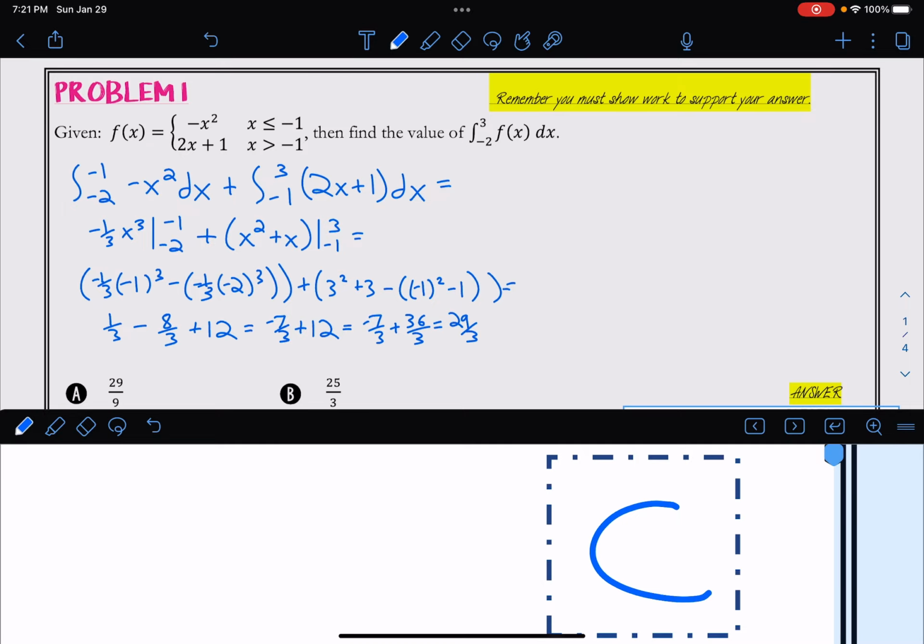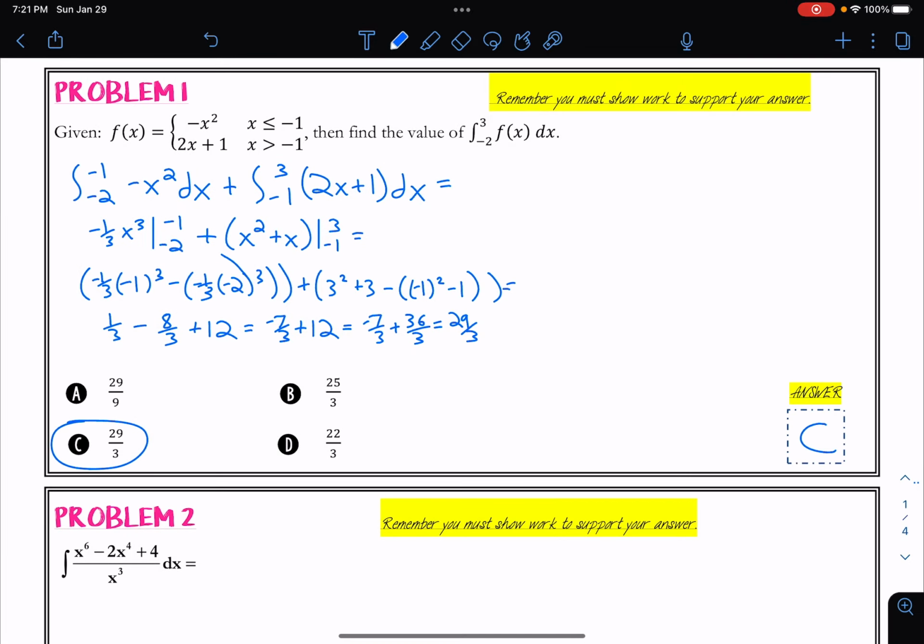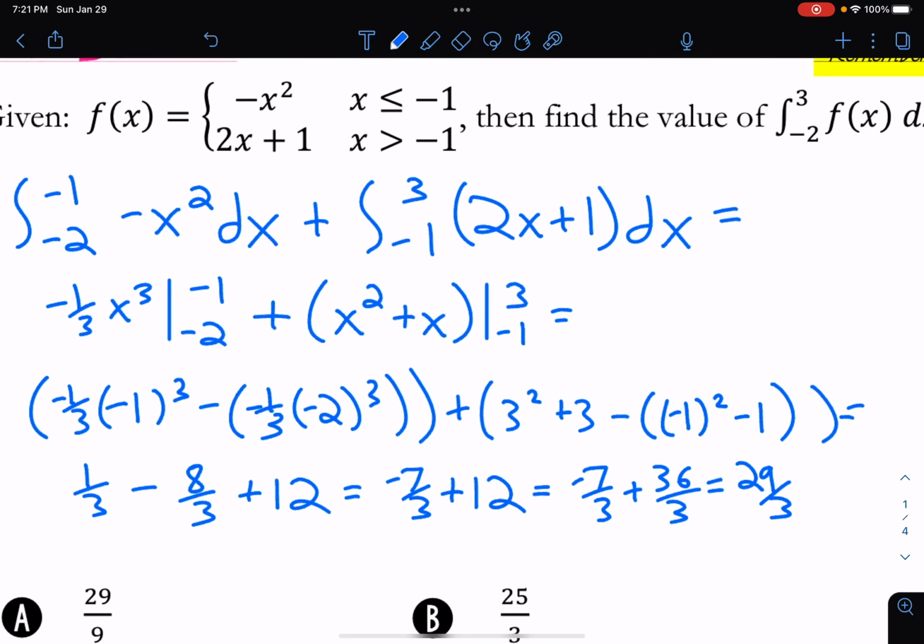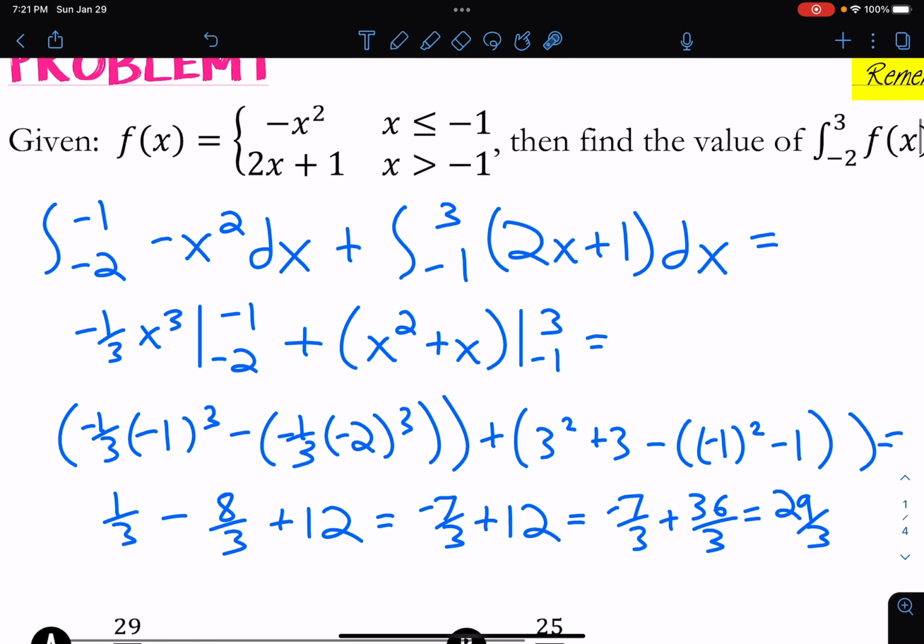When we've got the piecewise function, we just have to go ahead and break it up based on the domain of our piecewise function. So an integral up till negative 1 and then an integral starting at negative 1. And then we pick the appropriate function based on the domain we're told.